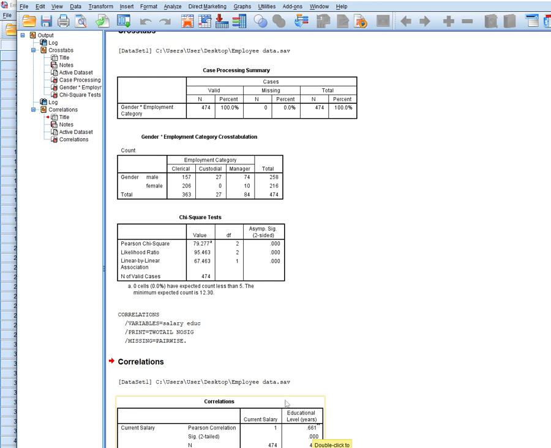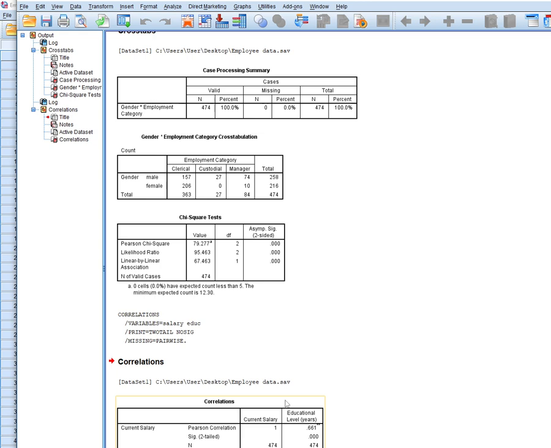Let me repeat that. At 95% confidence level, there is a strong positive relationship which is significant at 95% confidence level. Or you can still play around with this word. You can say there is a strong positive relationship between current salary and education level, and this relationship is significant at 95% confidence level.